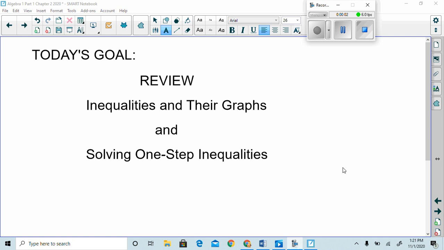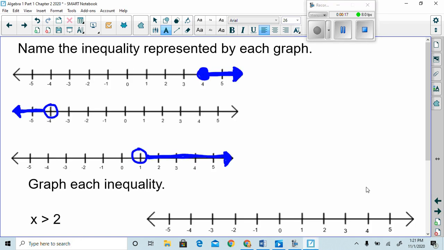Our goal for today is to do a little review. We're going to review graphing inequalities and naming inequalities from a number line, and also solving some one-step inequalities using one inverse operation. Let's start with looking at some graphed inequalities.